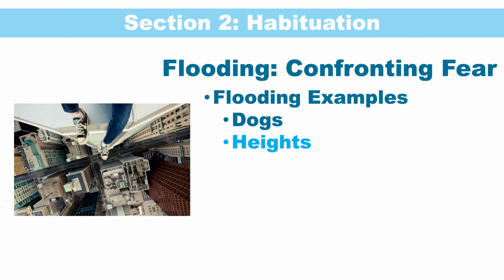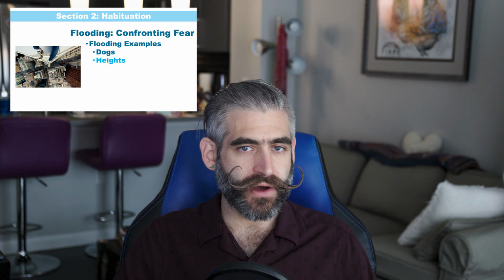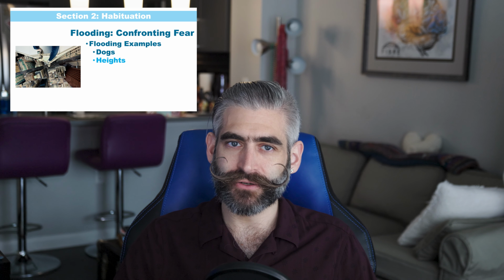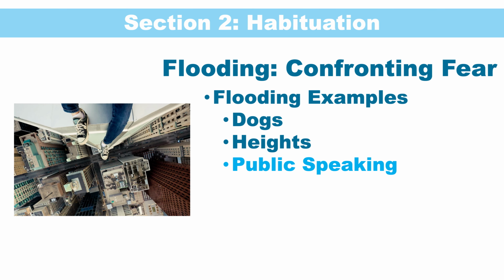Someone with acrophobia, or a fear of heights, could start by standing on a high balcony. With prolonged exposure, their fear response would gradually subside. Someone with a fear of public speaking could repeatedly present themselves in front of large audiences, even under stressful conditions, until they're desensitized to that fear.